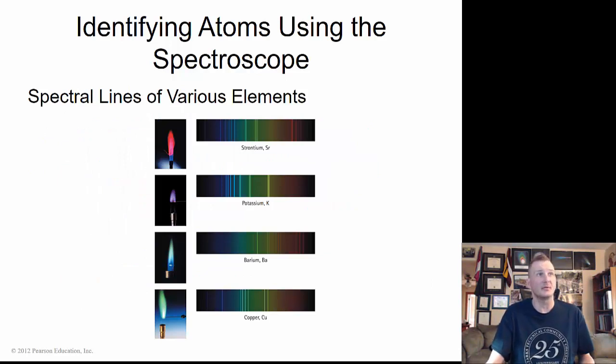So here we have the red glow of strontium and its spectrum, and potassium, and we have lines here that match up with potassium. Barium and copper have particular lines.